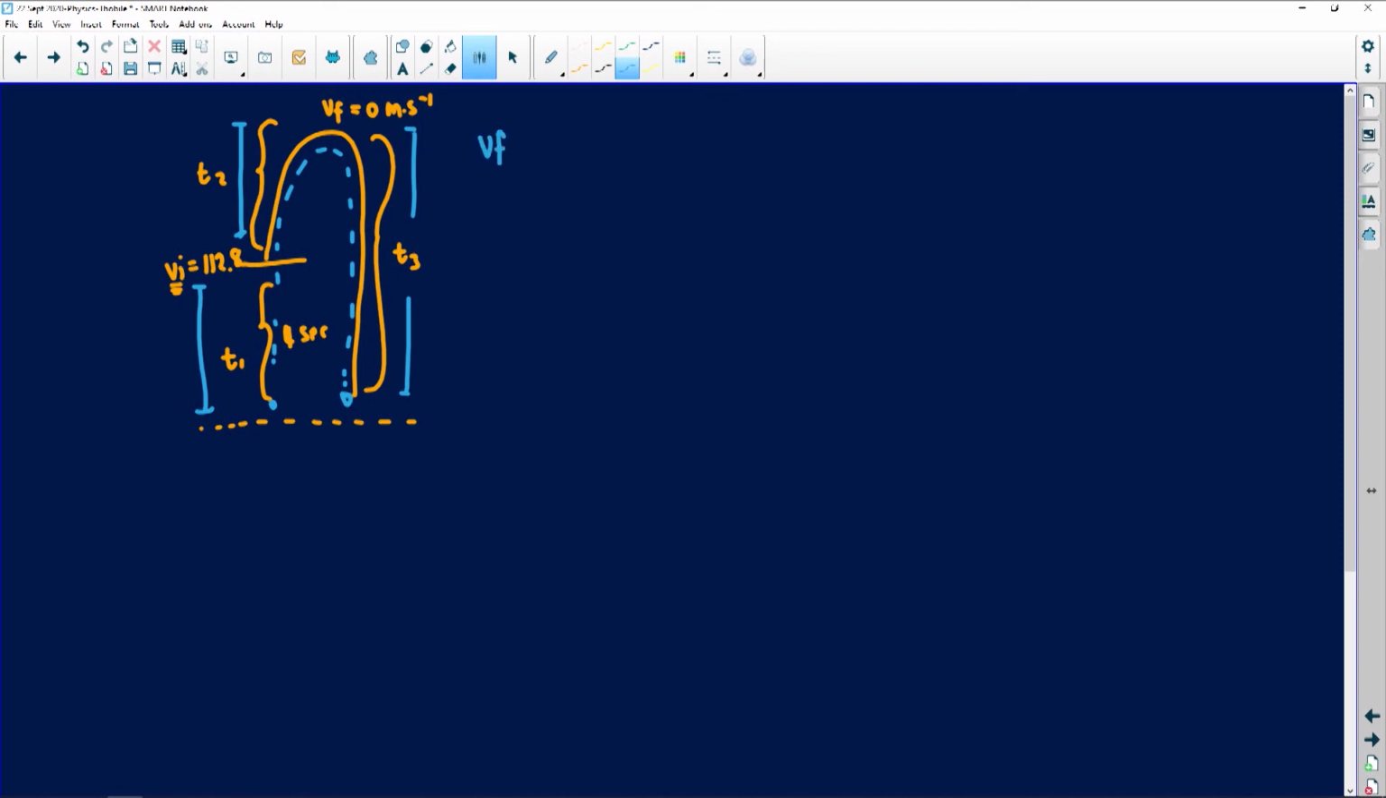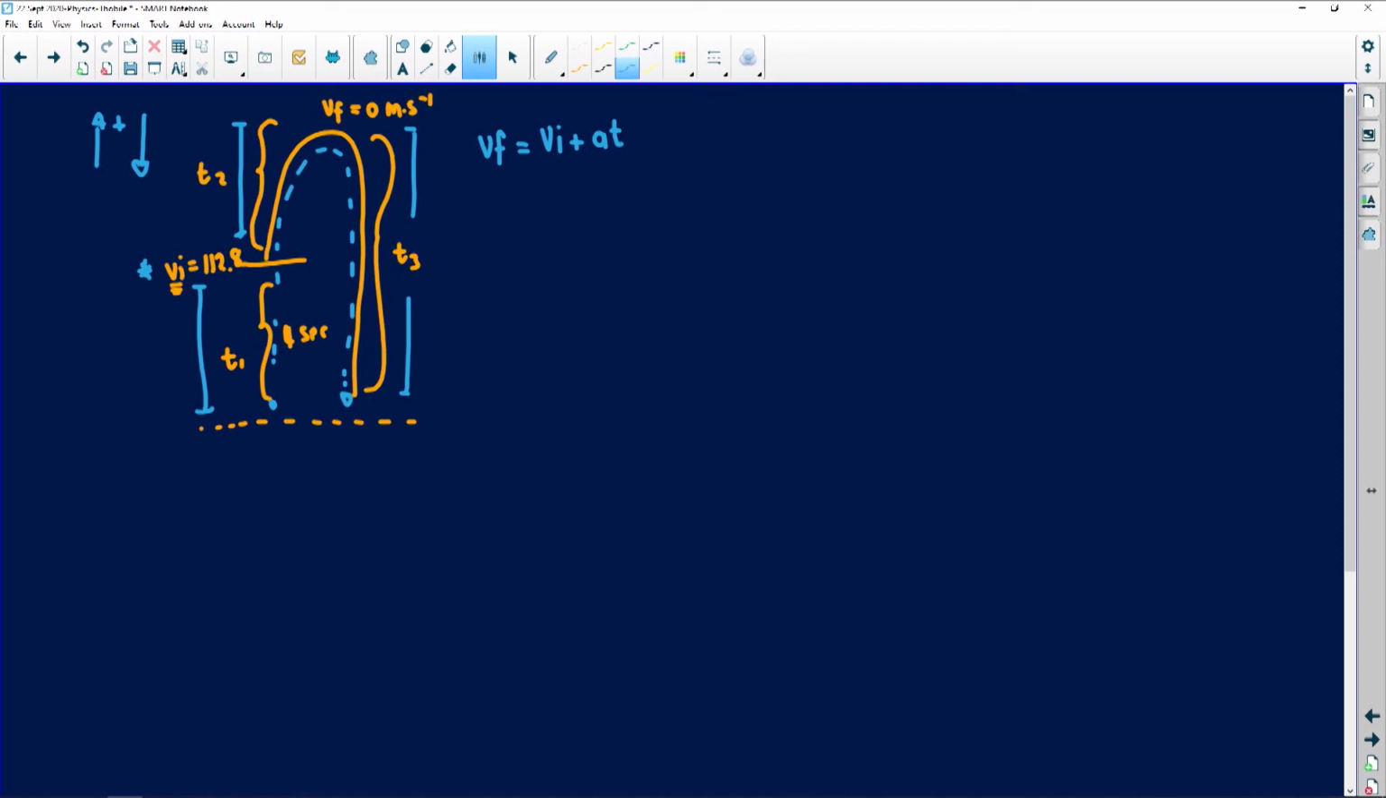If you say vf is equal to vi plus at, why am I using this one? I'm looking for my final velocity because that is at its maximum height. I have my initial velocity. Remember, before the fuel ran out, we had 112.8. I know my acceleration is 9.8. Remember, we had to choose direction. We had to take up as positive and down as negative. Gravitational acceleration will be negative because gravity is always acting downwards for every object.